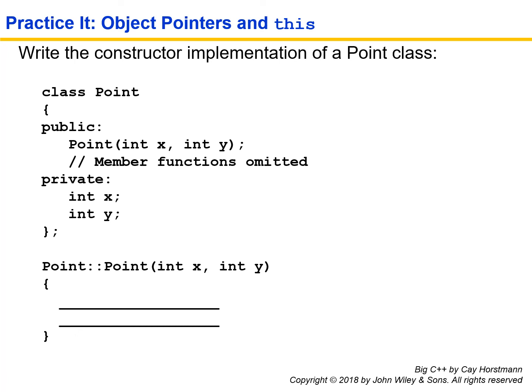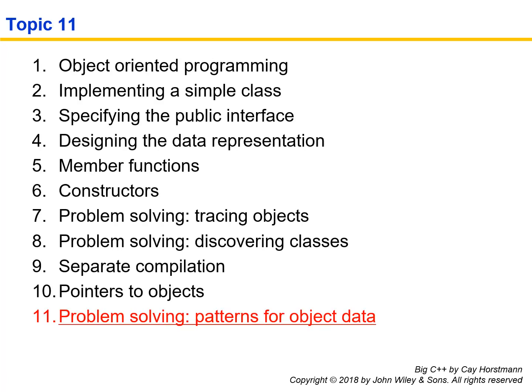Now you have a point class, which has internally int x and int y. How are we going to write the constructor? We're going to say this arrow x equals x, this arrow y equals y. Finally, there are some patterns for objects that come up over and over again, and your textbook just wants to lay some of those out for you.